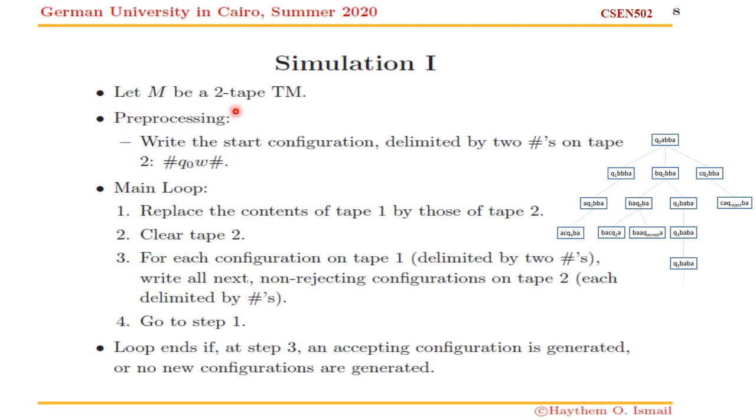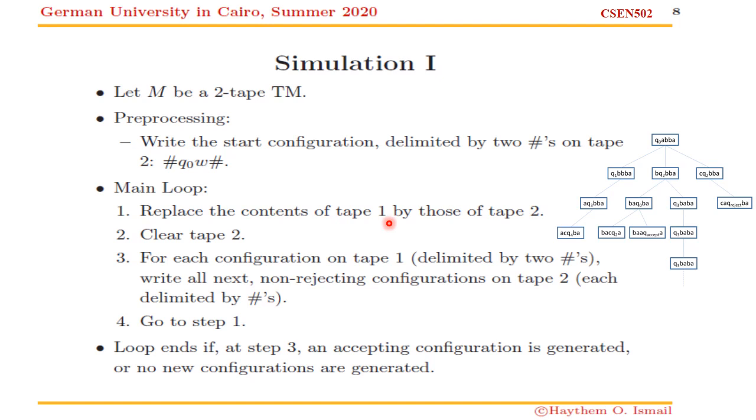So here's how this will work. This is the tree just for reference here. M will have two tapes. Before we start, we're going to do a pre-processing step. We're going to write the start configuration delimited by 2 hashes on tape 2. This is the start configuration: Q0, the initial state, followed by the input. In this example, we will write this configuration delimited by 2 hashes on tape 2. Okay, now here's the main loop.